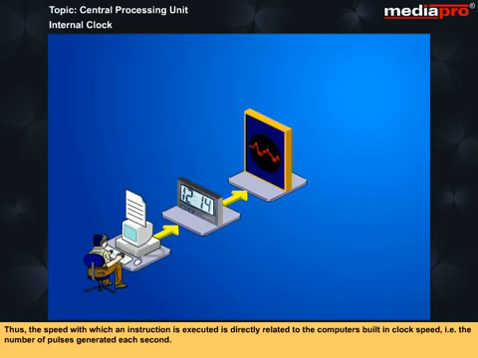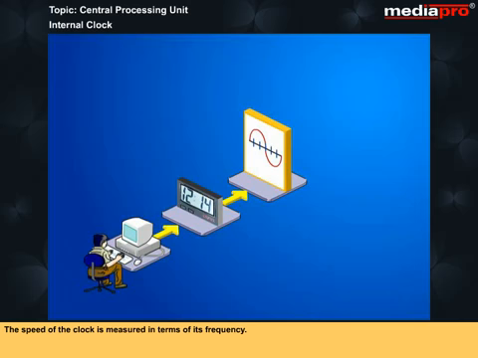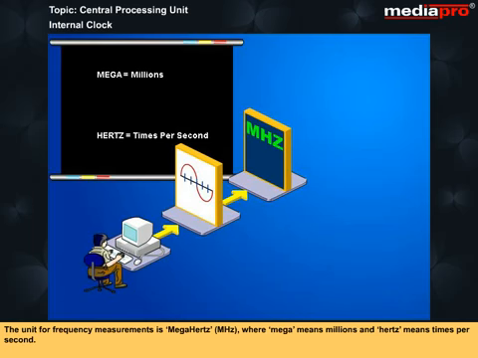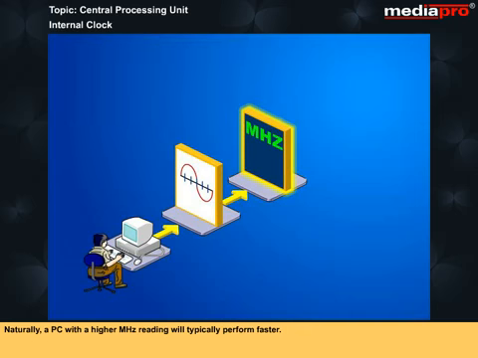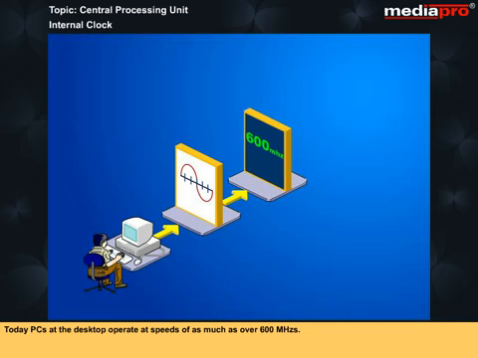Thus, the speed with which an instruction is executed is directly related to the computer's built-in clock speed, that is, the number of pulses generated each second. The speed of the clock is measured in terms of its frequency. The unit for frequency measurements is megahertz or MHz, where mega means millions and hertz means times per second. Naturally, a PC with a higher MHz reading will typically perform faster. Today, PCs at the desktop operate at speeds of as much as over 600 MHz.